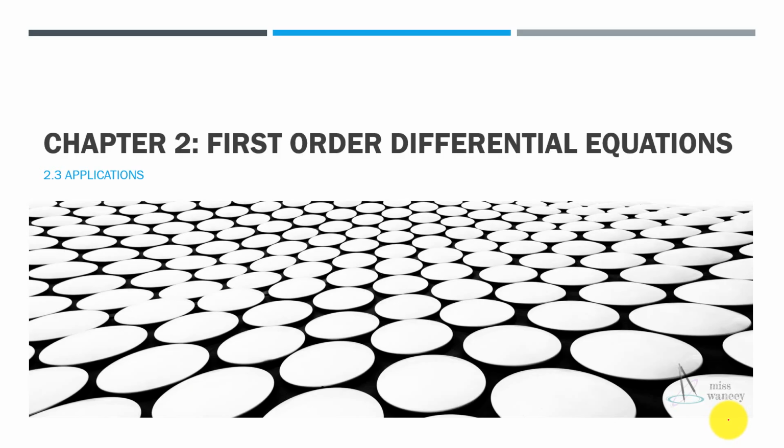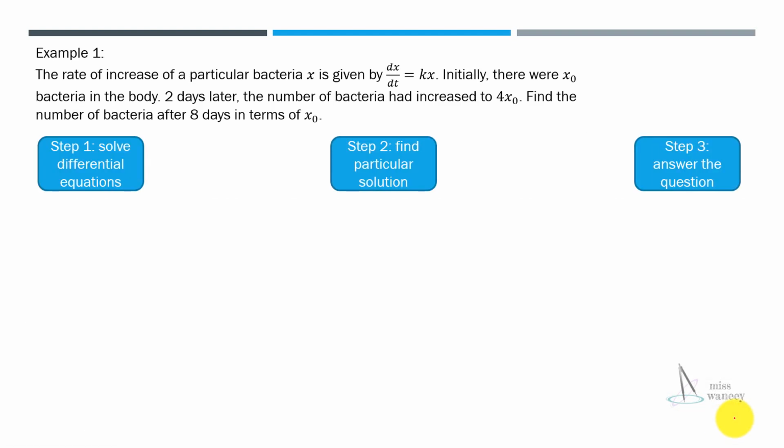So this is the last part on chapter 2, application. Let me do 2 examples for you. Example 1: the rate of increase of a particular bacteria X is given by dx over dt equal to kx. Initially, there were x0 bacteria in the body. 2 days later, the number of bacteria has increased to 4x0. Find the number of bacteria after 8 days in terms of x0.